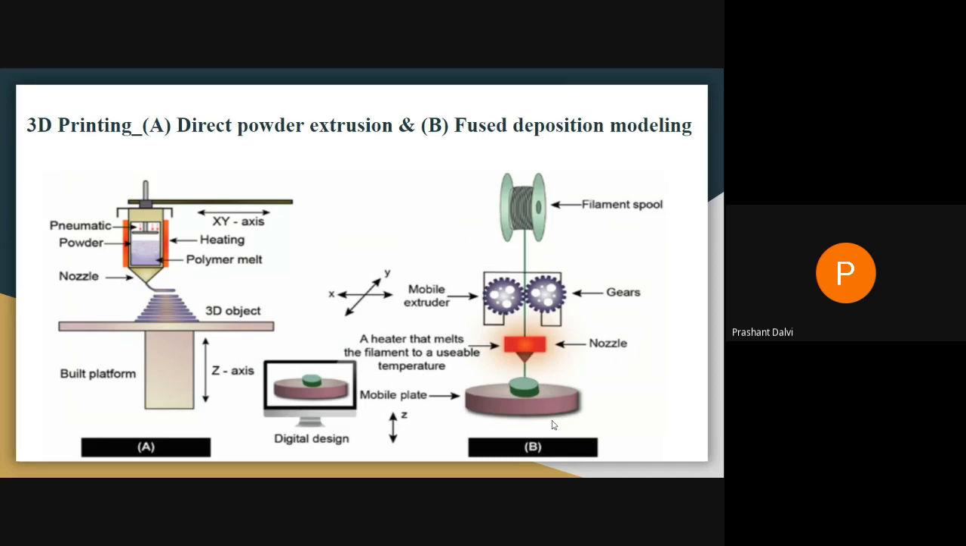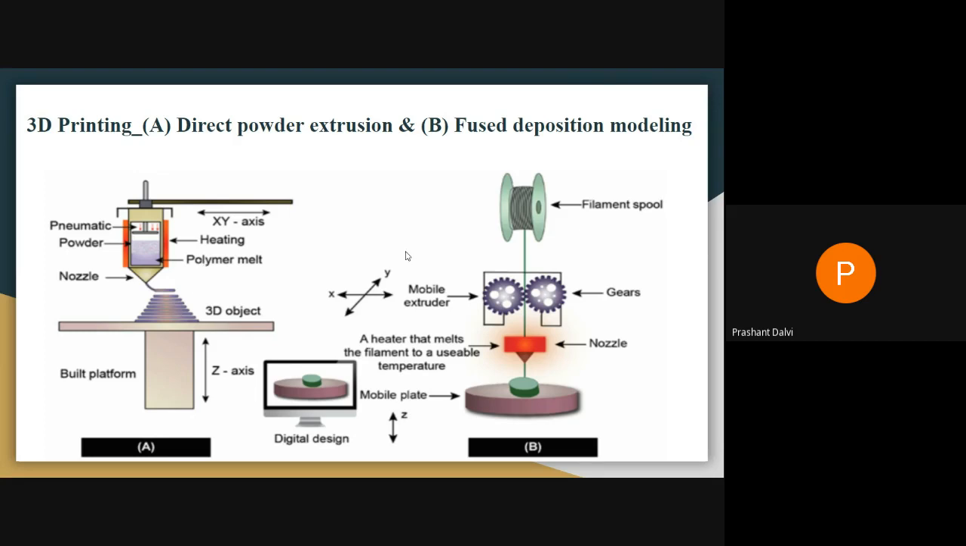So again in that too, direct powder extrusion and fused deposition modeling. 3D printing. First one is direct powder extrusion. Just see this first diagram. Here a single extruder is there. In that you need to put the powder blends and heat these barrels. What will happen? The mixture will get heated and a molten mass forms, and then it is directly projected into 3D objects. That is direct powder extrusion.